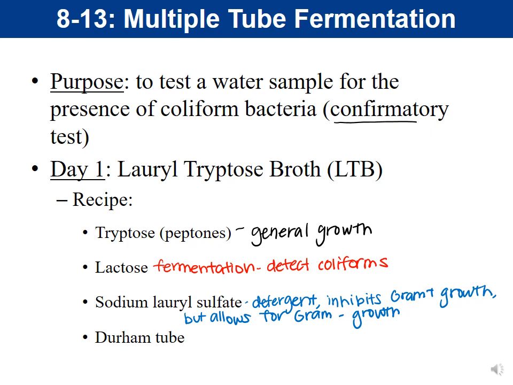And then lastly, we have our Durham tube. Why would our tube have a Durham tube? What is the Durham tube used for? The Durham tube is used to look for gas production. Because again, a coliform is a gram-negative rod bacteria that ferments lactose to produce acids and gas. So here we're detecting the presence of the gas. We're seeing if they can produce that gas.